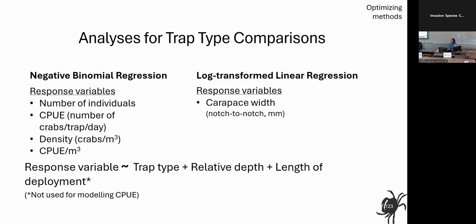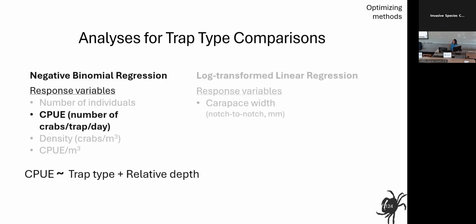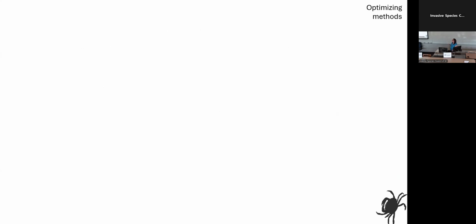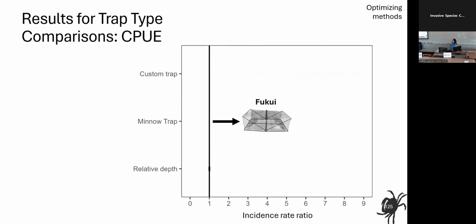We did a lot of analyses regarding our variables. We didn't do anything with non-mammalian bycatch in the first phase, just because the sample size was too small. But I do want to note that there was one mammalian mortality of an otter in a Fukui trap. So for this conference, for this first part, I'm going to focus on CPUE, which is catch per unit effort. Here I'm defining it as number of crabs per trap per day, and it's a function of trap type and relative depth.